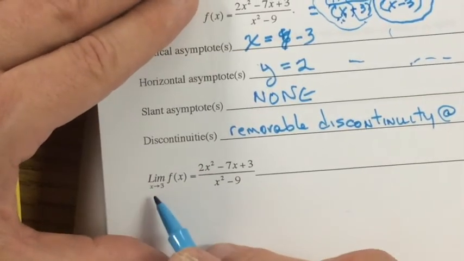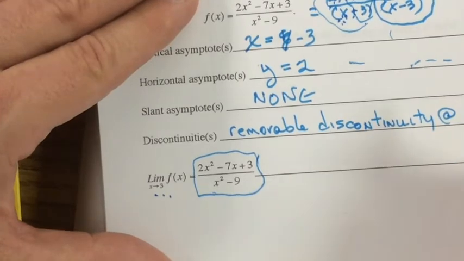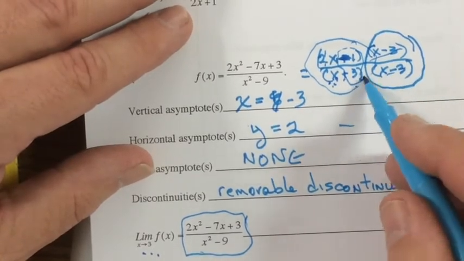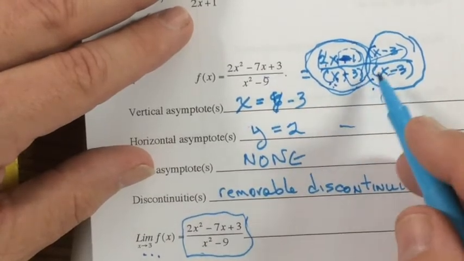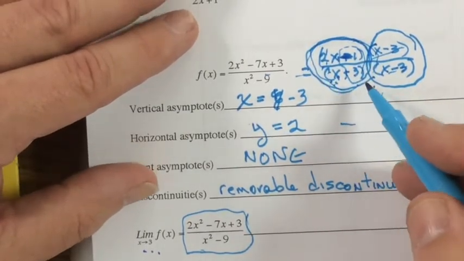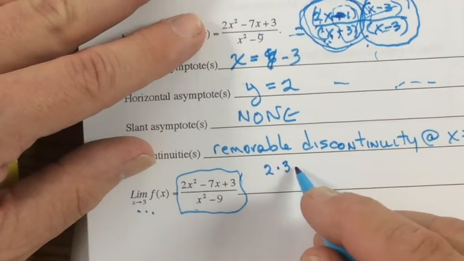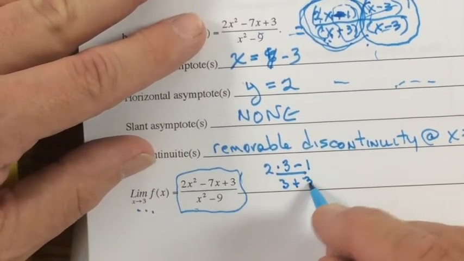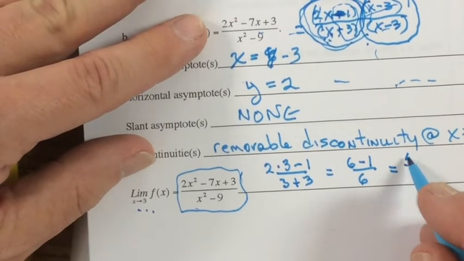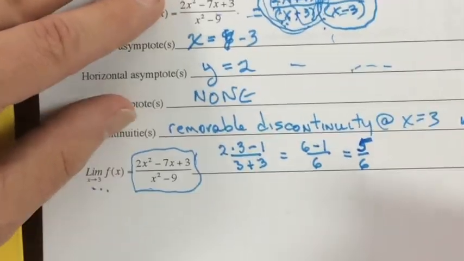Now, what can we do here? As x approaches 3, if we just plug 3 in here, it becomes undefined. But here, we were able to cancel these out. We got this. Although x cannot be equal to 3, x is going to approach 3, and there will be a single removable discontinuity there at 2 times 3 minus 1 over 3 plus 3, which is equal to 6 minus 1 over 6, which is equal to 5 over 6. And that's the answer.